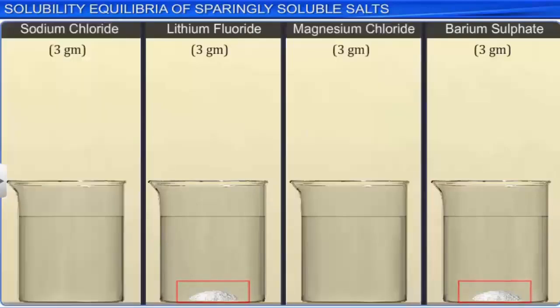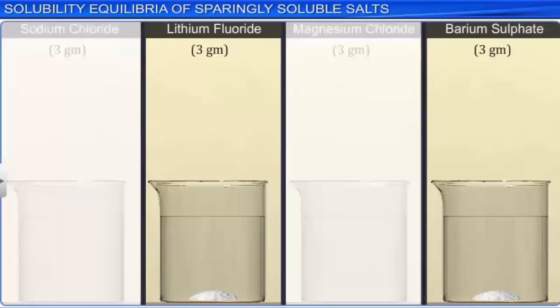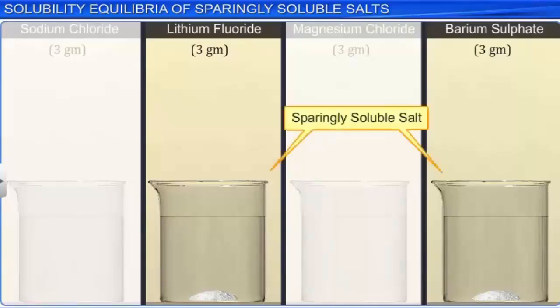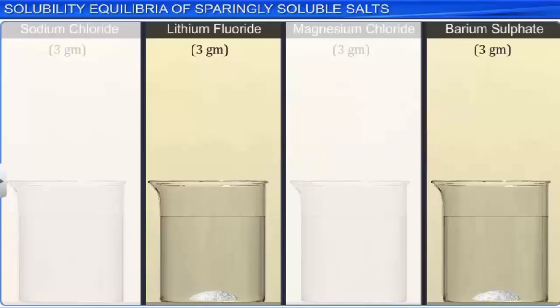From this, we can conclude that all the salts are not soluble in water to the same extent. Salts like lithium fluoride or barium sulfate, which show little solubility in water, are commonly termed as sparingly soluble salts. Do you know why all the salts are not soluble to the same extent in water? Let us try to understand this.